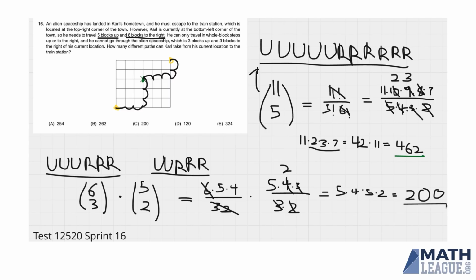Now we have 200 cases where Carl passes through the alien and 462 total cases. To get the number of paths that he can take where he doesn't go through the alien, we can simply take 462 and subtract 200, which gives us our answer of 262. So this is our answer right here, 262. That means our answer is B.